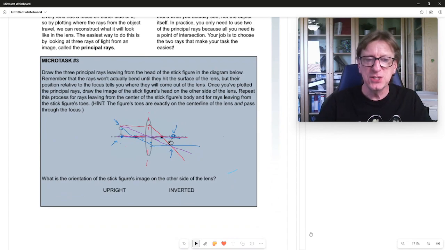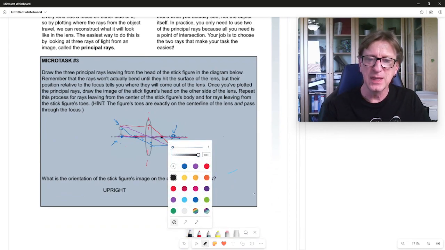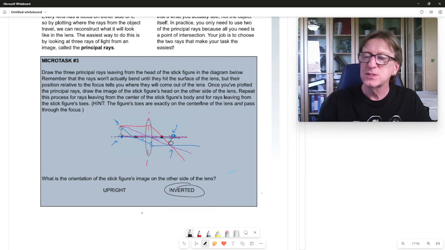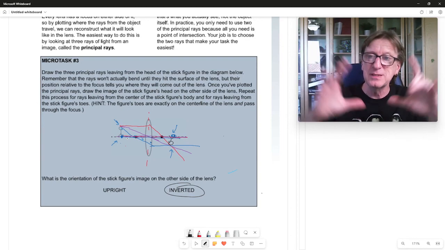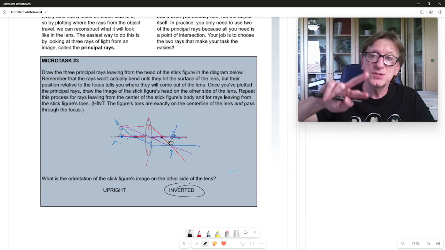So what's the orientation of the stick figure on the other side of the lens? So on the image side, it's going to be inverted. And this is true anytime you look through some lenses, and we're going to learn that the rule is as long as I'm outside of the focal point of my lens, it's always going to be inverted. And we're going to see when we start talking about telescopes, whenever you look through the primary lens of a telescope, everything's actually upside down.